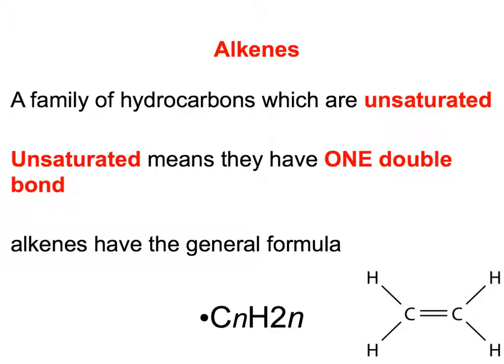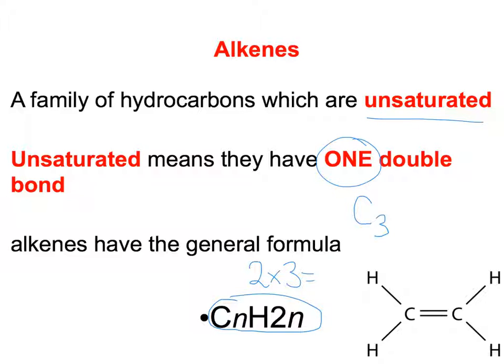Alkenes, however, are a family of hydrocarbons which are unsaturated. Unsaturated means they have one double bond. Alkenes have a general formula CnH2n, which means if we think about a molecule that has 3 carbons, like the example before, if we wanted to know how many hydrogens this has got, then we would have to do 2 times 3, which is 6. So the alkene ends up with having fewer hydrogens than the alkane because of this double bond here.